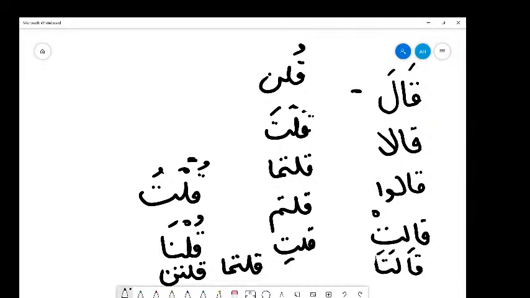Don't push yourself too hard with this. This is a whole different category of verbs called ajwaf, which means a word that has one of the huruf of mad in the middle, alif, waw, or ya. Ajwaf. These verbs have alif, waw, or ya in the middle. We're going to learn those next semester, inshallah. That's why I'm saying don't push yourself too hard. But since we learned the word qala, I thought I would show you the pattern. So now you can start your translation.